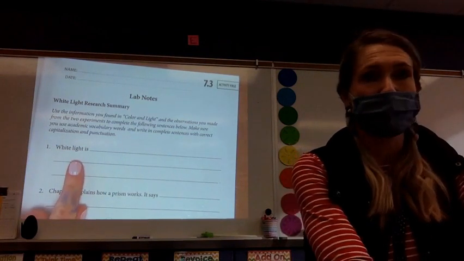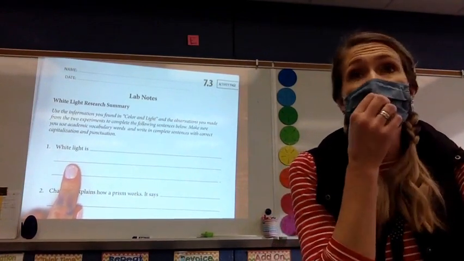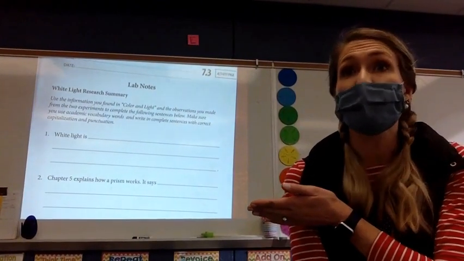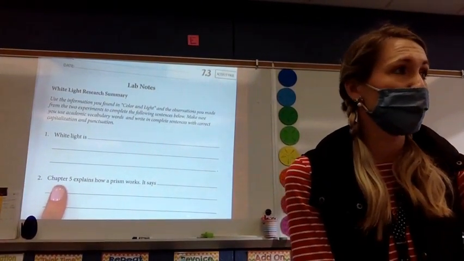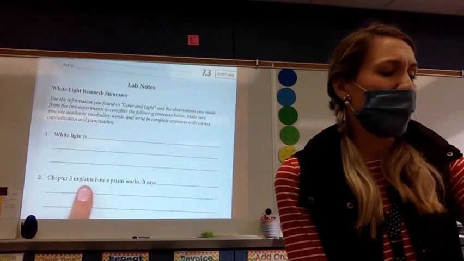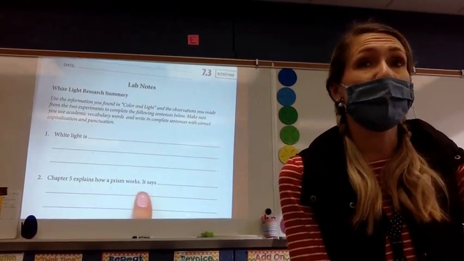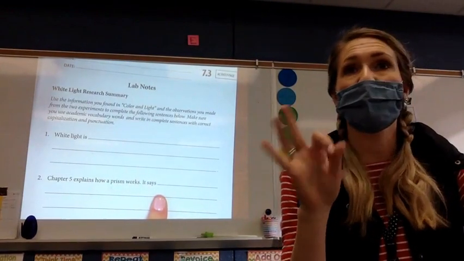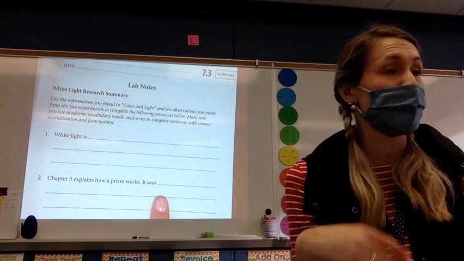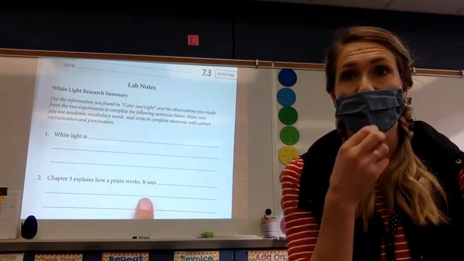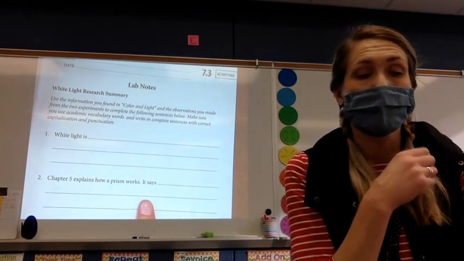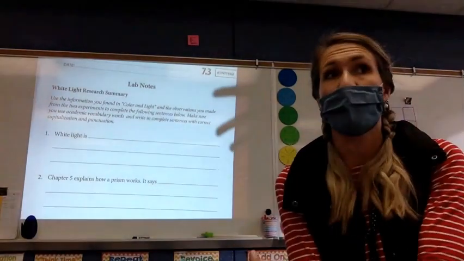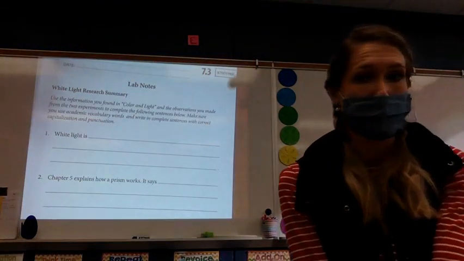So go ahead and point to number 1. It's a sentence starter. It says white light is. You're going to finish the sentence from the text. Point to number 2. Chapter 5 explains how a prism works. Can you take directly from the text on this one? Yes. Go in the text and find where it explains how prisms work and write it down. Now the sentence is started for you. It says, it says. So you should be able to continue on writing complete sentences from there.